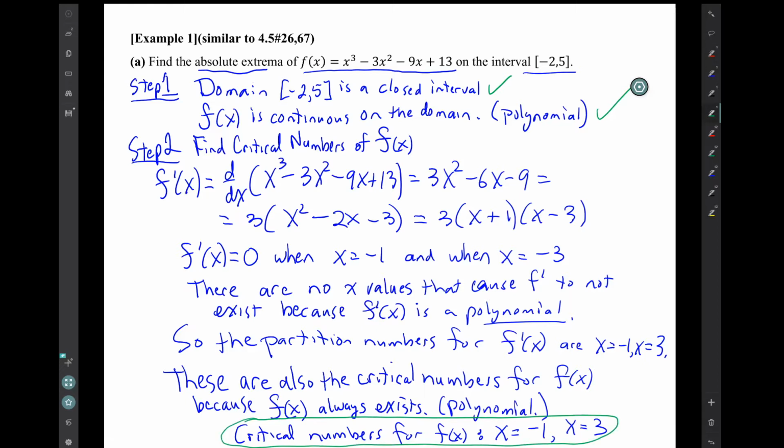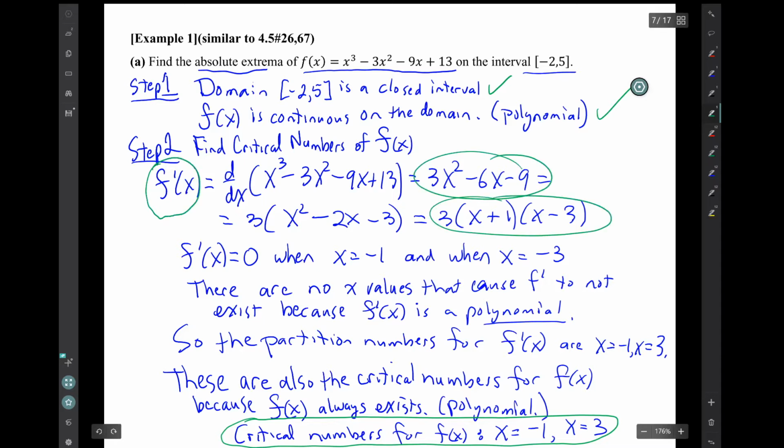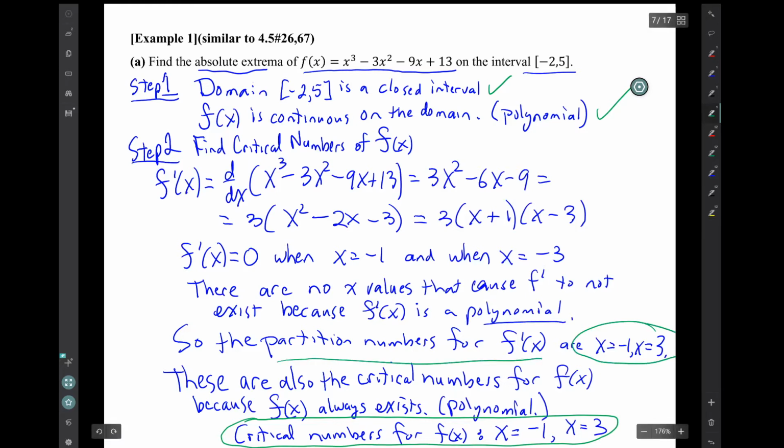There are our critical numbers for f of x: equals -1 and x equals 3. The procedure we use to find those is the standard thing. We found f prime of x. It was this polynomial, which could be factored this way. Then we found the x values that cause f prime to be 0. And there are no x values that cause f prime to not exist because f prime is a polynomial. So that gave us these two x values that qualify to be called partition numbers for f prime.